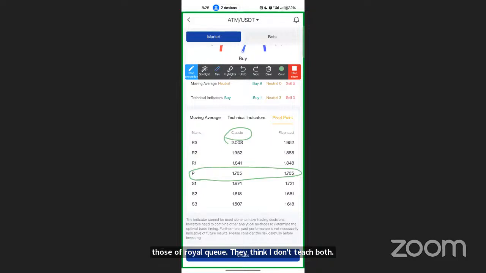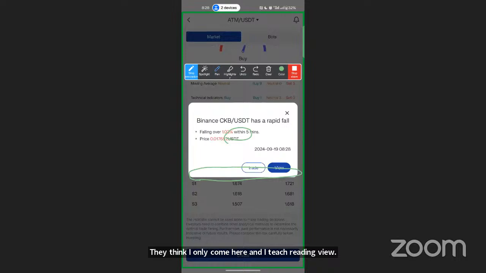People make me laugh. They think I only come here and I teach TradingView. I'm very wise. So I'm going to differentiate for you.